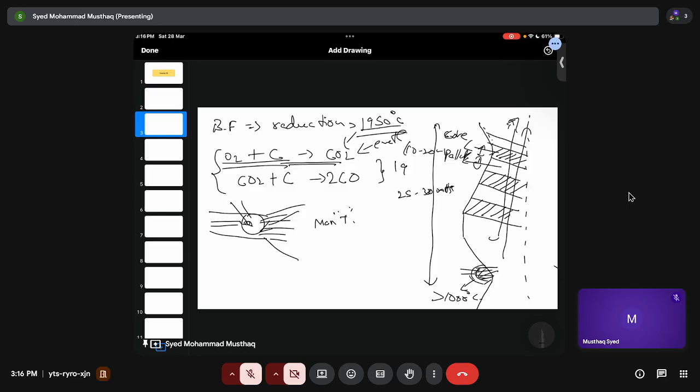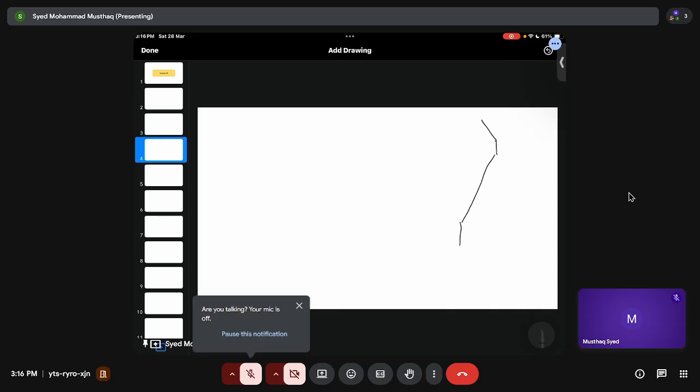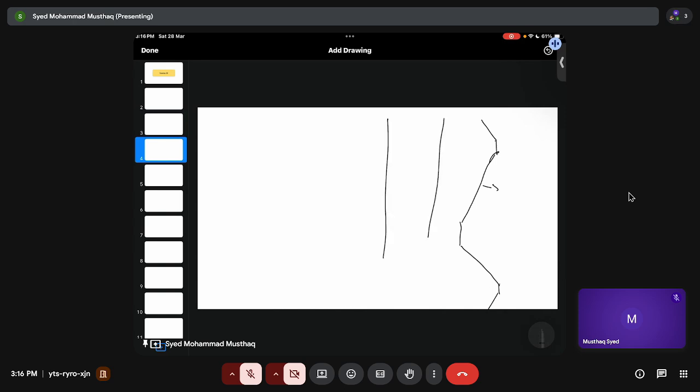Again, there are different regions. Okay, so let's draw our furnace. People may ask why there is this increase in size, right? Why not keep it like a single cylinder? Why can the blast furnace not be straight like this? Why should it taper outward and then inward, right?